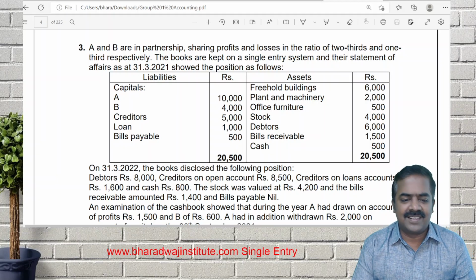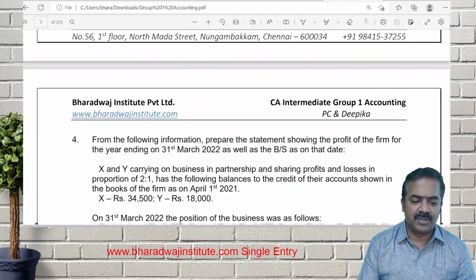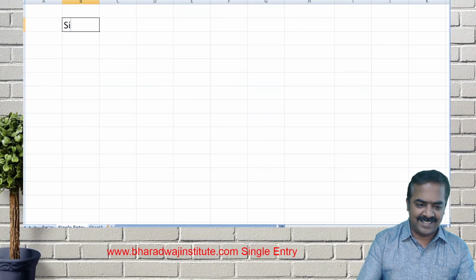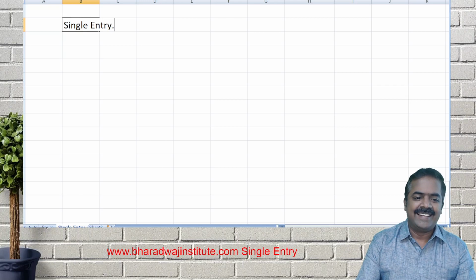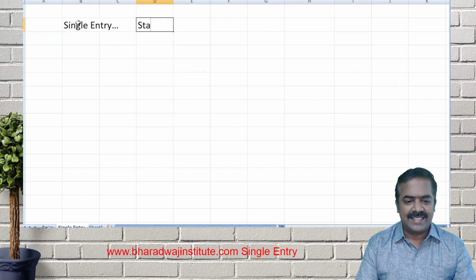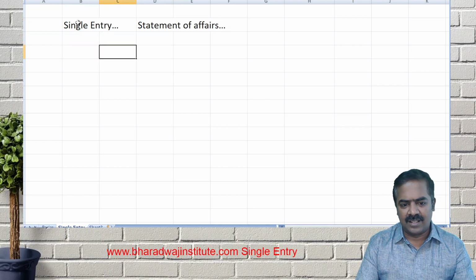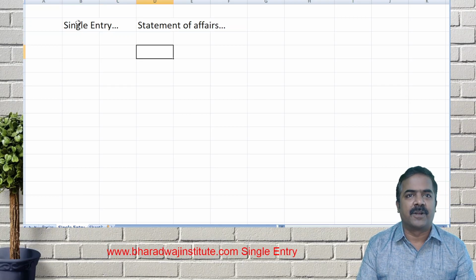Good morning. We'll continue with question number 4. We are in which method actually? We are in the single entry chapter. Second, we are in which method? The statement of affairs method. Under the statement of affairs method, how do we work out the profit or loss?